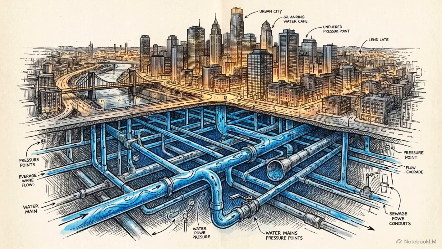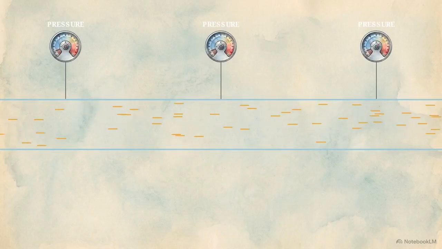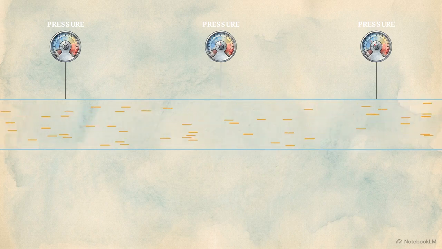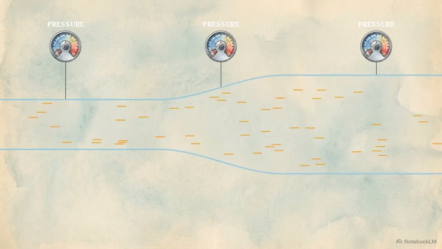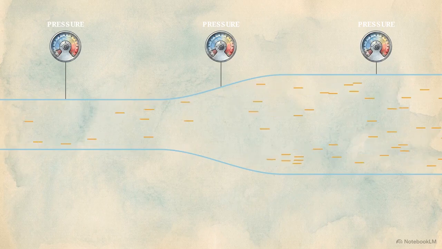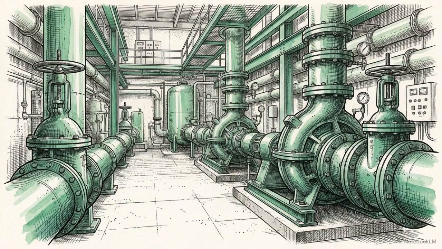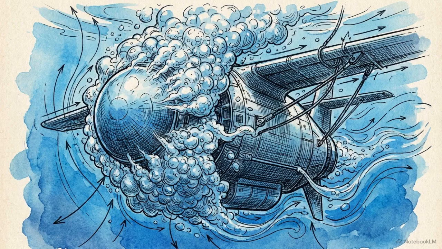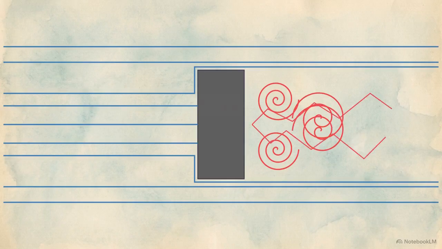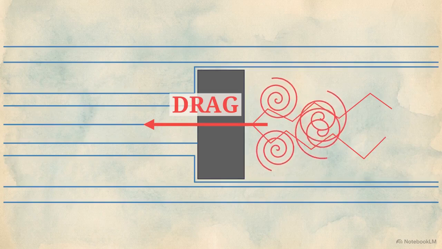We see the results of this compromise everywhere. Precise pipe flow calculations allow engineers to size miles of pipelines to avoid excessive pressure loss over long distances. Industrial machines like pumps and compressors are built entirely on these principles to move liquids and gases through our infrastructure. But moving through these fluids always carries a penalty. This is drag, the resistive force a fluid exerts on any object moving through it.